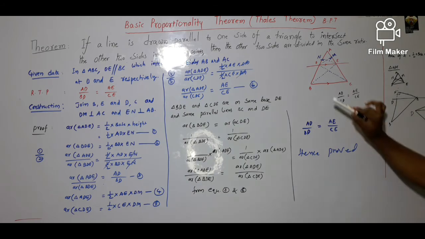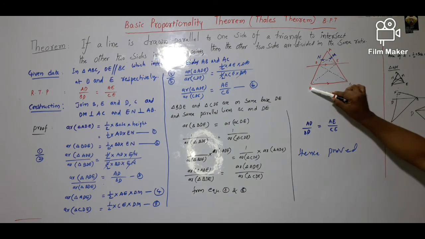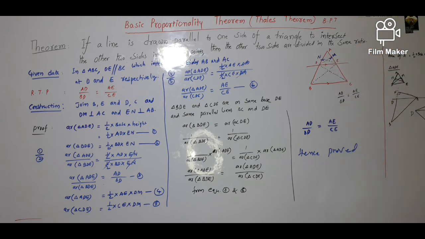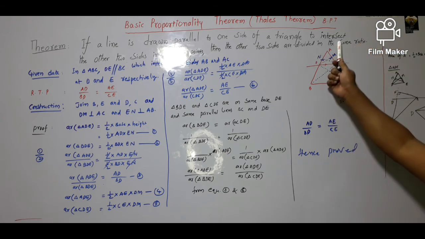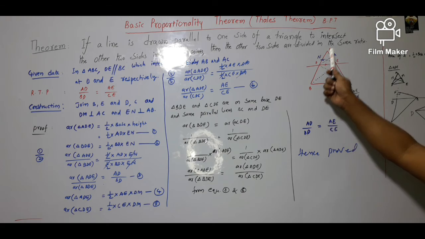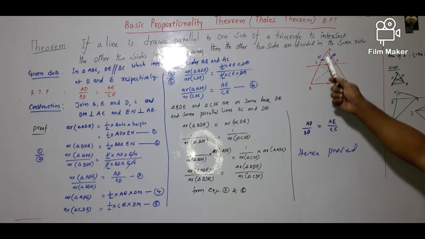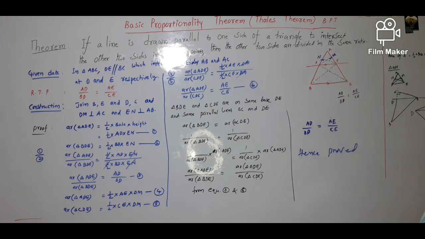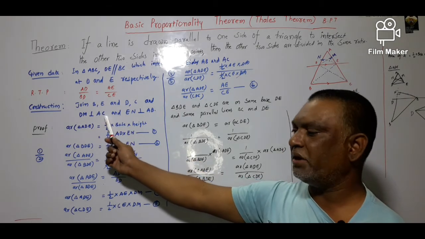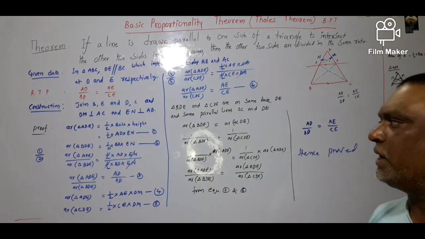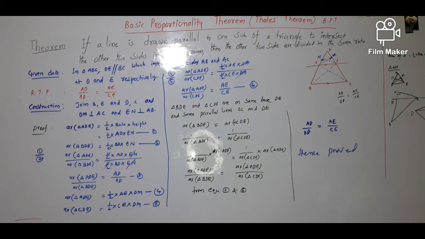Construction: join BE and DC. Draw a perpendicular on AB and also a perpendicular on AC. So DM is perpendicular on AC, EN is perpendicular on AB. This is the construction.